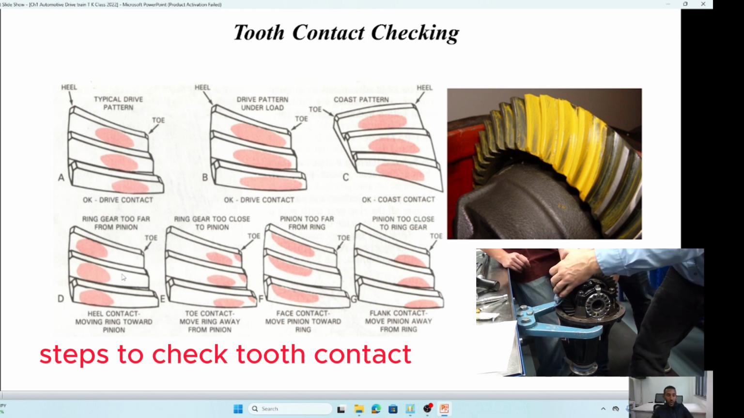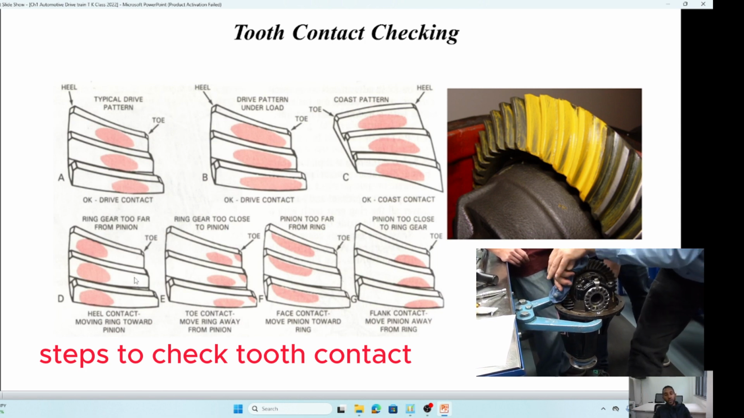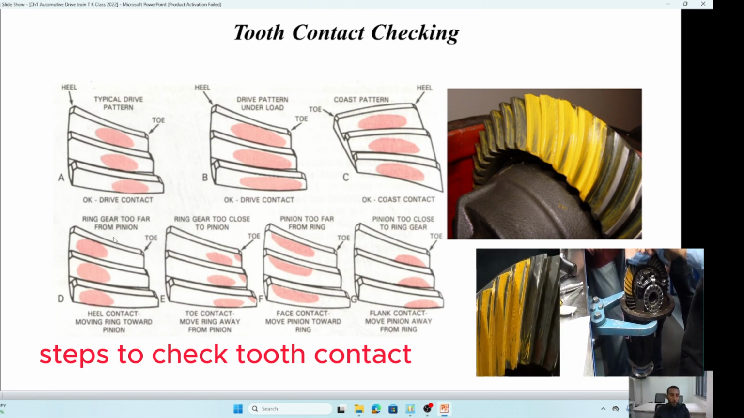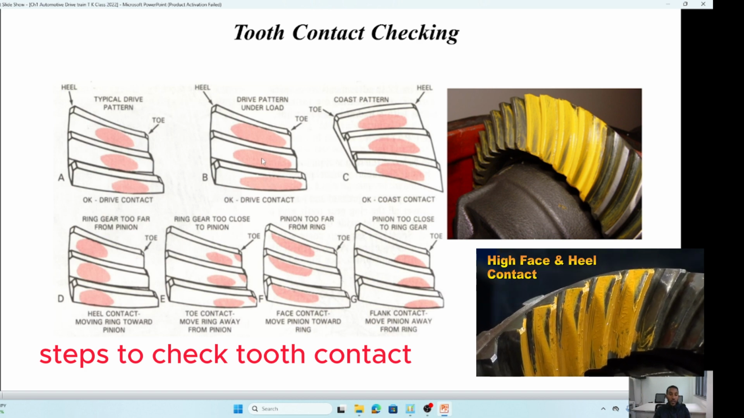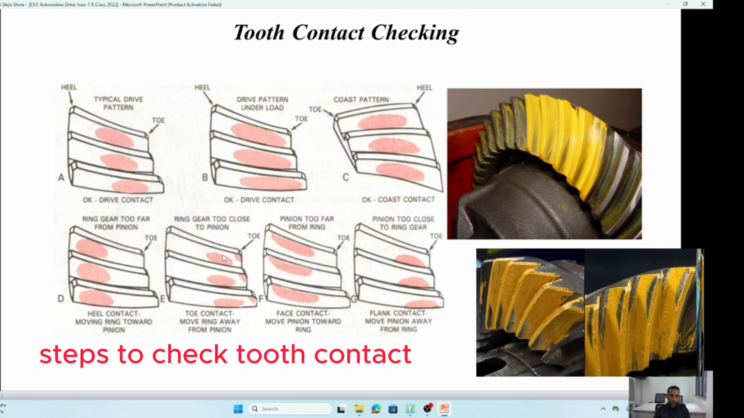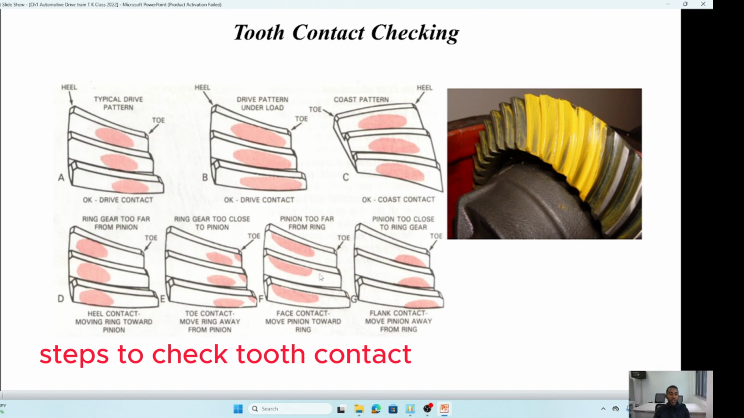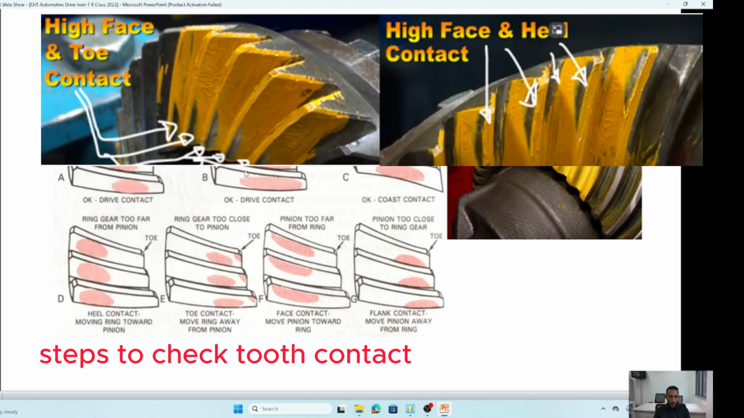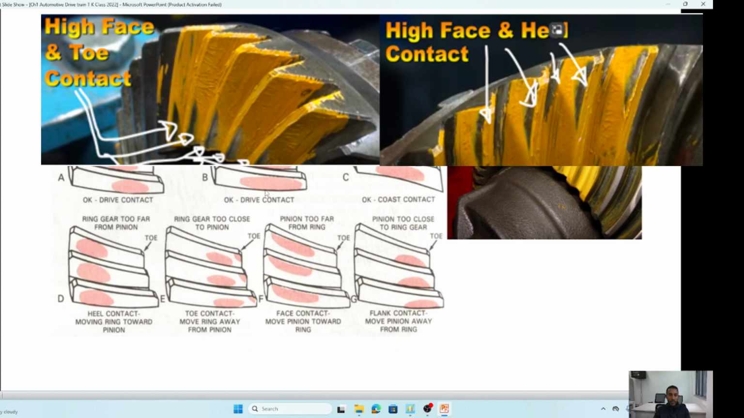If the gear does not contact properly, it will affect the lifespan of the gear, because most of the frictional force and pressure is pressed in one limited direction at the tip side. And if it is mostly in flank or toe, it will prevent the rotation of the two mating gears. So it's not advisable to have flank, face, toe, or heel. It must be at the proper or the drive contact.